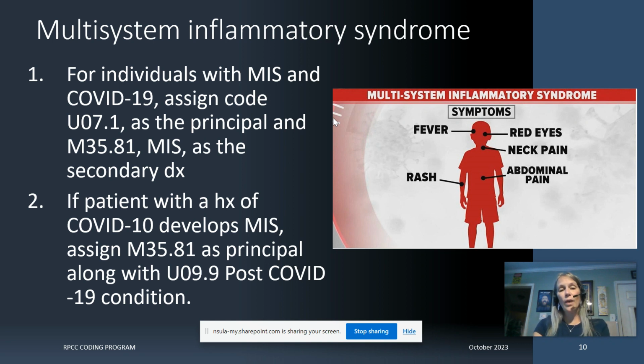And then, when the patient has a history of COVID 19, and then they develop the MIS, you're going to use your MIS code as your principal, and then your post COVID 19 condition code, your U09.9, as your secondary code. And I'm sorry, that says COVID 10. It should say COVID 19.